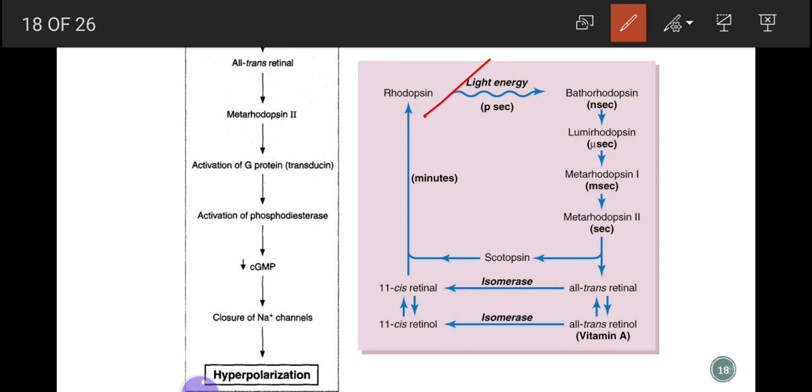The retinal in this is the 11-cis retinal. This cis form is very important because only this form can combine with scotopsin to synthesize the rhodopsin. What happens is, when light is absorbed, the rhodopsin begins to decompose within a very small fraction of a second.